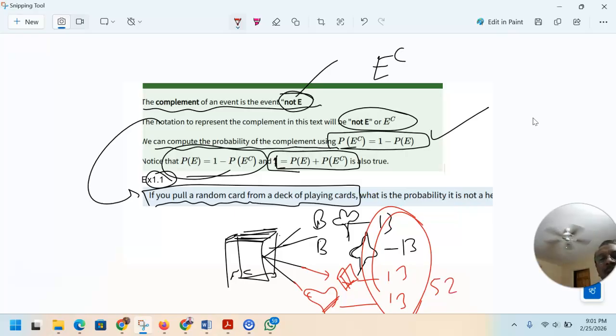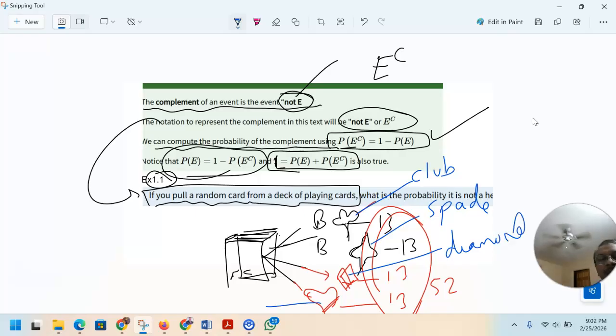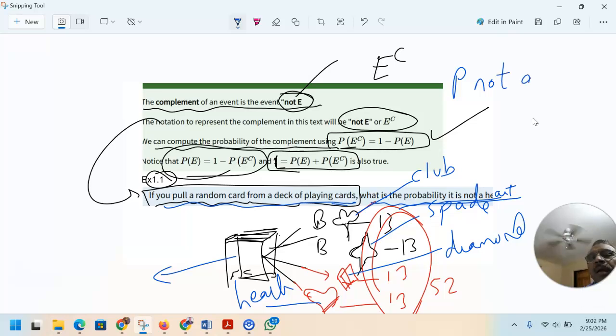So this is very important to understand: this is the clubs, this is the spades, this is the diamond, and this is the heart. So the question is, if you pull a card from a deck of cards, what is the probability that it is not a heart? See, it is asking for the probability of not a heart. So we can write this as probability of not a heart, the shortcut.